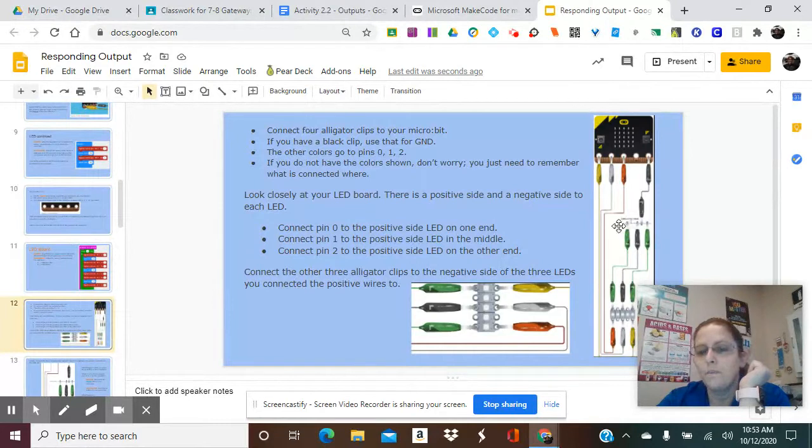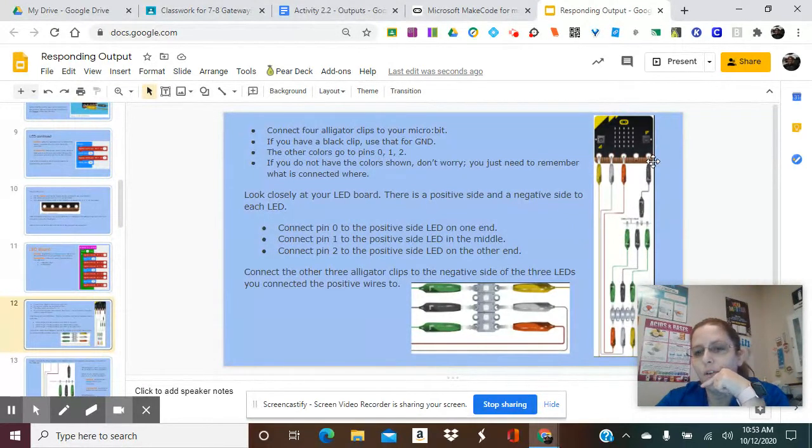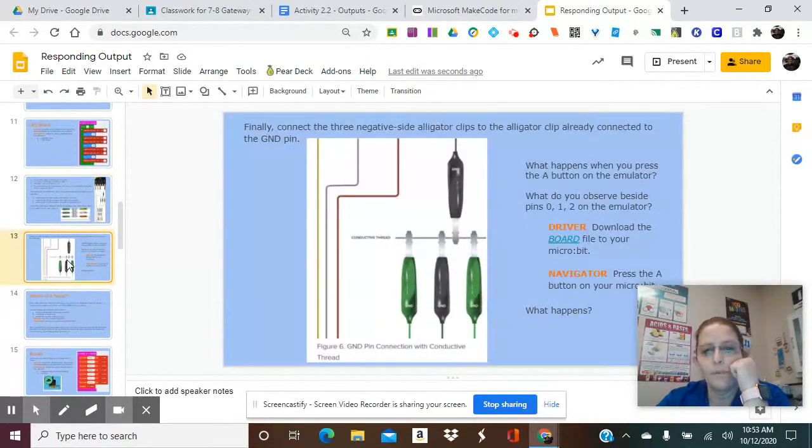Okay, so the thread. All right, so the conductive thread. So the other 3 are connected to your conductive thread, and then your power for the ground is also connected to the conductive thread. So that's how you're going to set that up. All right. So this is your conductive thread, which is going to help you get all of those in there. All right. Then you're going to answer the questions.